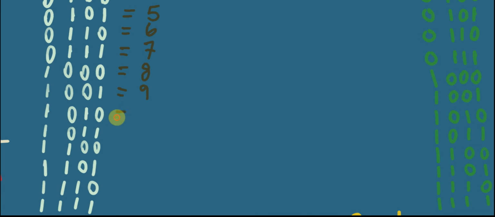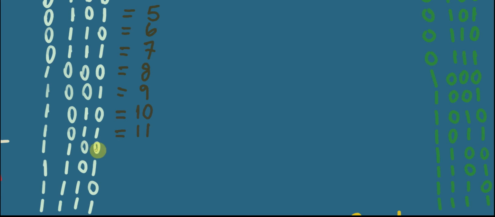So now we have 1010. 1010 is 10. Why? This one in the fourth column is 8. One in the second column is 2. 2 and 8 is 10. 1011, that's equal to 11. Why? Same thing, we just did the 10, one here and one here. Then one in the first column, that's 1. 1 and 10 is 11.